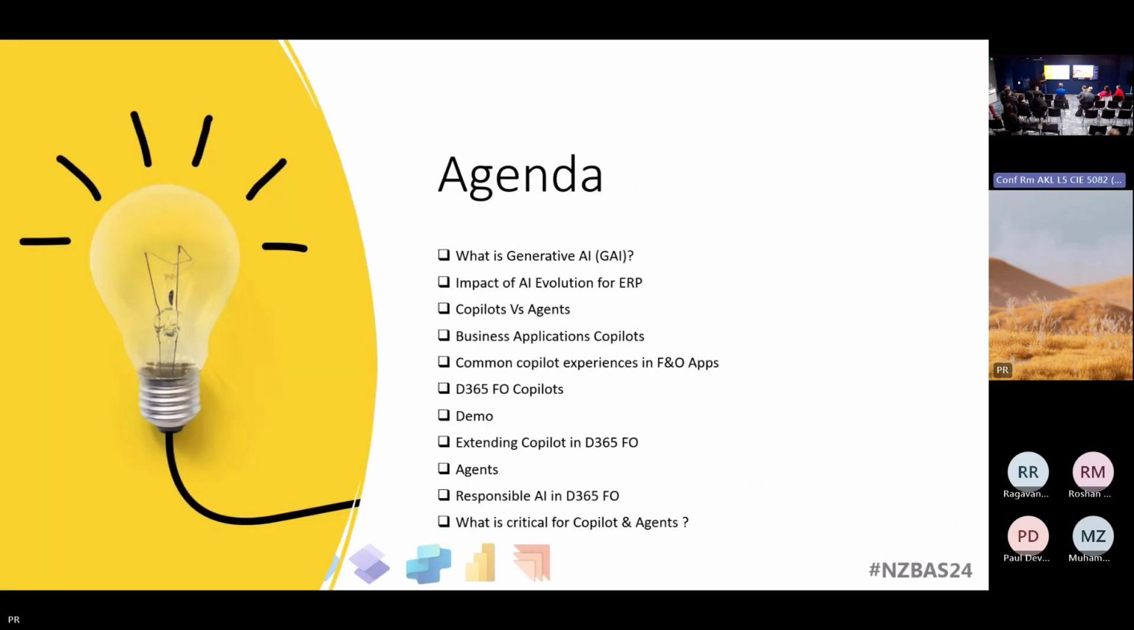Okay, this is the agenda. I'm going to talk about generative AI, because that's pretty much how the AI hype came into the picture. Then the impact on the AI evolution of the ERP, how it evolved from 1990 until today. Copilots versus agents: what's the difference between copilot and agents? Then the business application copilots, highlighting the ones I'm going to talk about, and common copilot experiences in FNO. I'll show a demo as well, and D365 FO copilots.